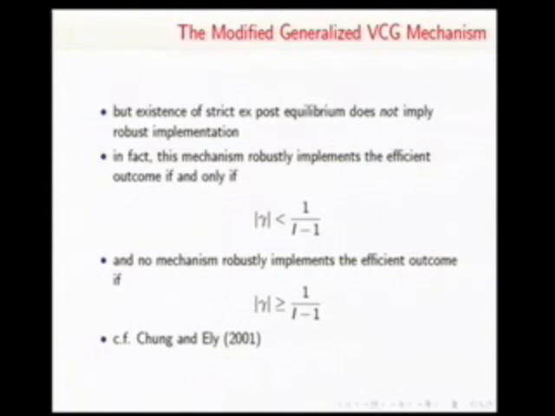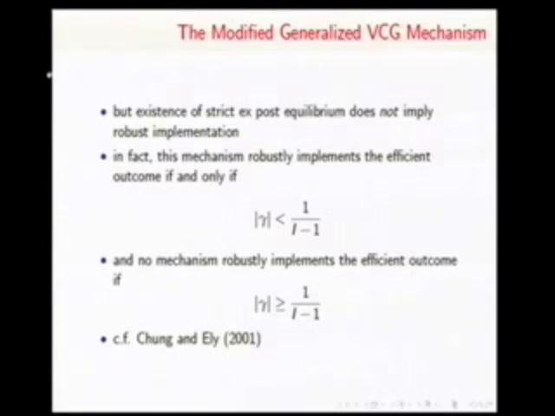And an interesting side aspect is that if this condition is satisfied, then we can get robust implementation in the direct mechanism. On the other hand, if it fails, then we can get no robust implementation, neither in the direct nor any augmented mechanism.